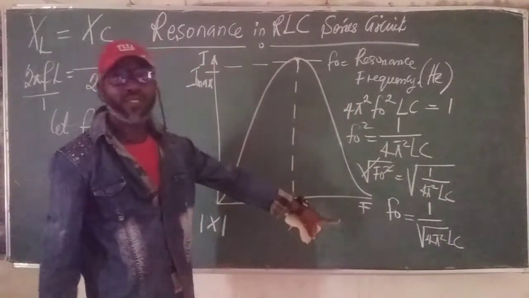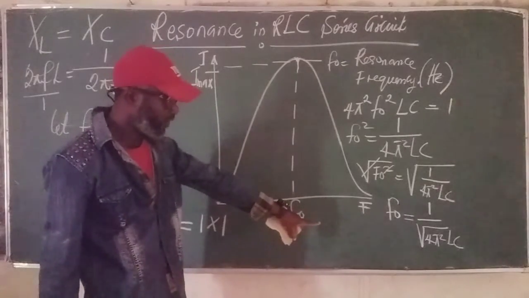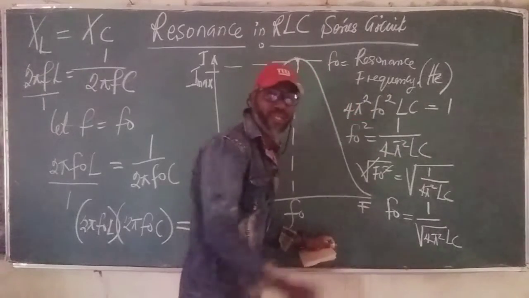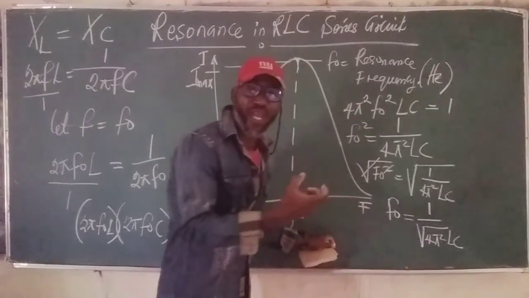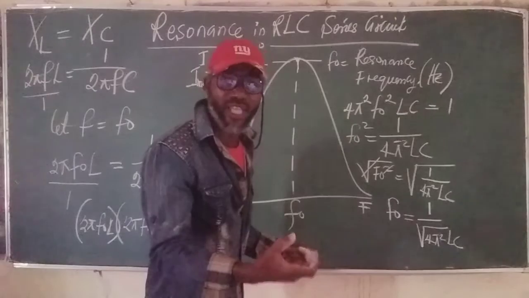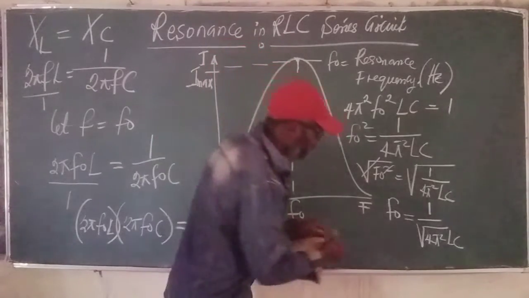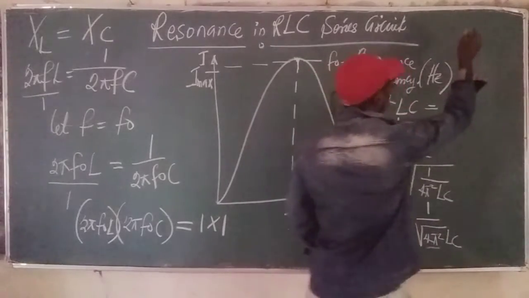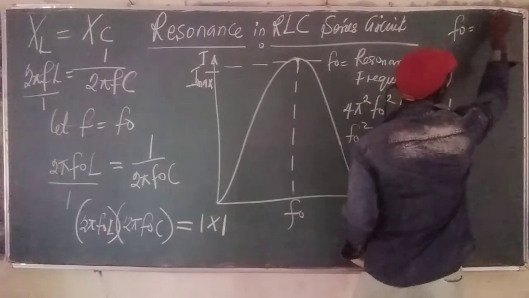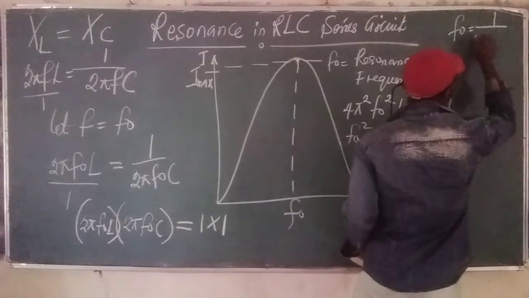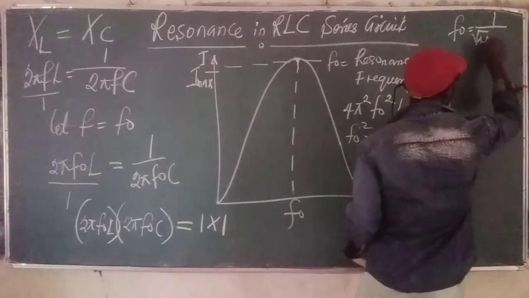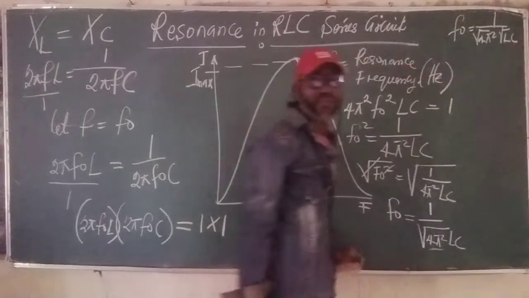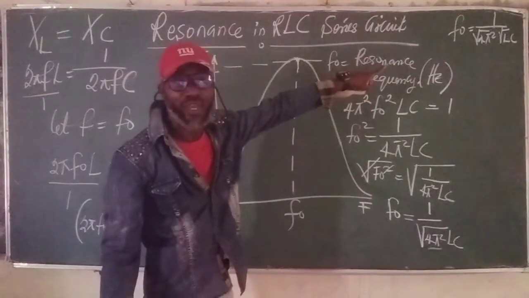Look at it very well. I have not changed anything, but something must happen here. We must split this, because certain quantities there have square roots, so we can find the square root of 4 pi squared. So we split further. We have F naught is equal to 1 over root 4 pi squared, and then root LC. That's it.